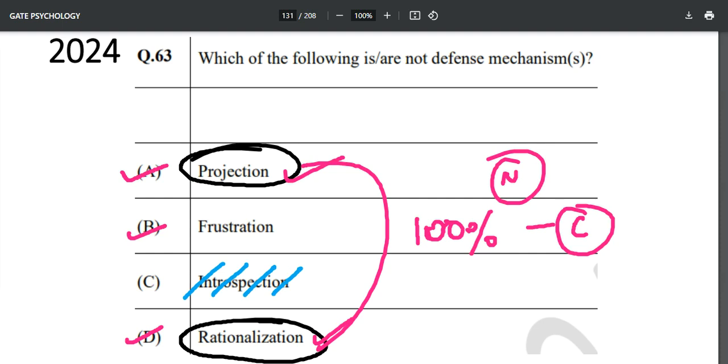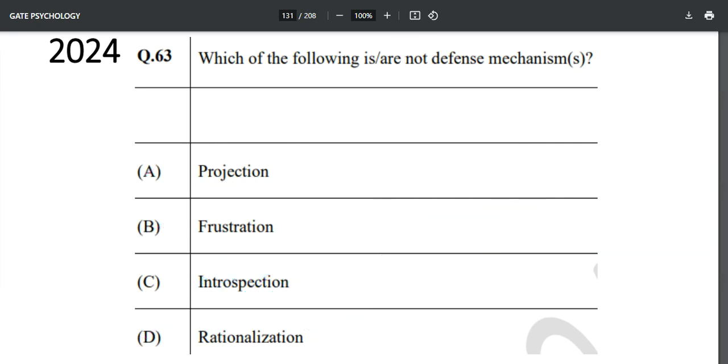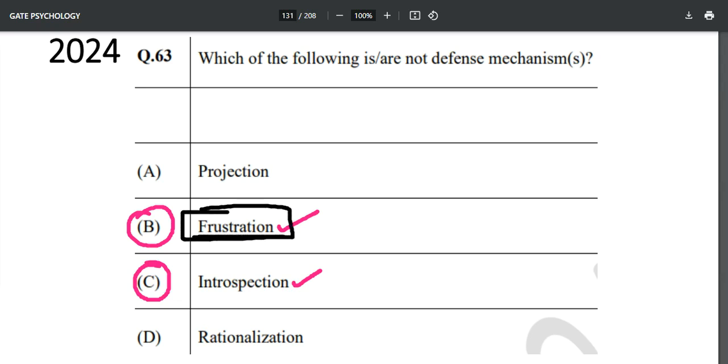But the twist in the tail over here is that they are asking which of the following are not defense mechanisms? So you have to be alert that they can ask you about this as well. So frustration and introspection is going to be the correct answer in this particular question, because with frustration, we are talking about FAH, the frustration aggression hypothesis. Dollard, Miller, and Berkowitz, go and study from the book as well. They can ask you about that, about aggression.